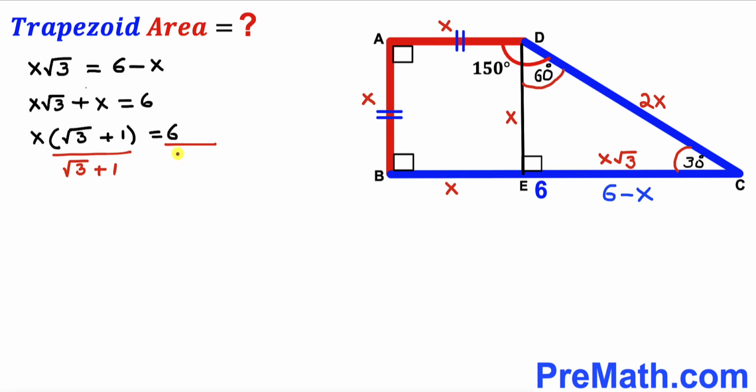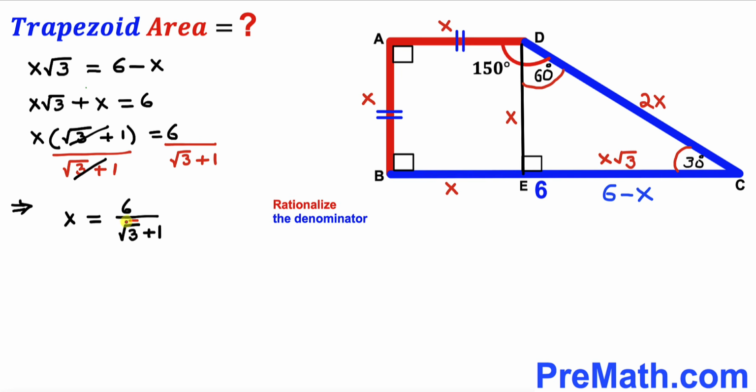and this side square root of 3 plus 1 as well to isolate x. This and this is gone. So therefore our x value simply turns out to be 6 divided by the square root of 3 plus 1.